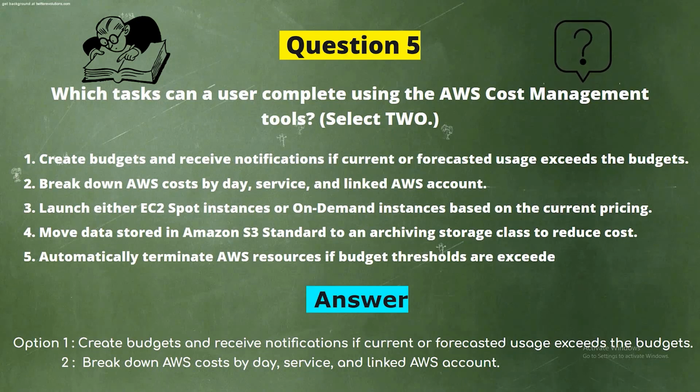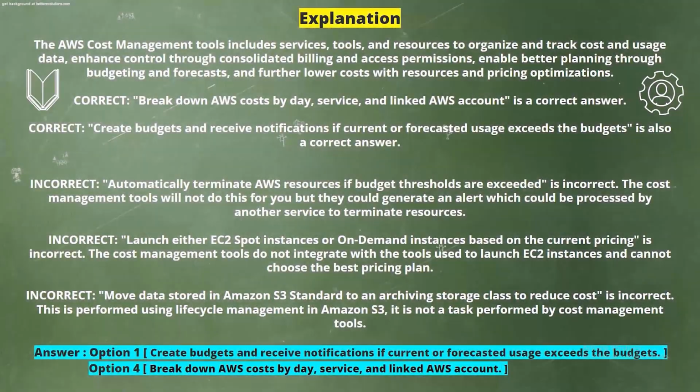And Option 2, break down AWS costs by day, service, and linked AWS account. Explanation. The AWS cost management tools include services, tools, and resources to organize and track cost and usage data, enhance control through consolidated billing and access permissions, enable better planning through budgeting and forecasts, and further lower costs with resources and pricing optimizations. Correct. Break down AWS costs by day, service, and linked AWS account is a correct answer.